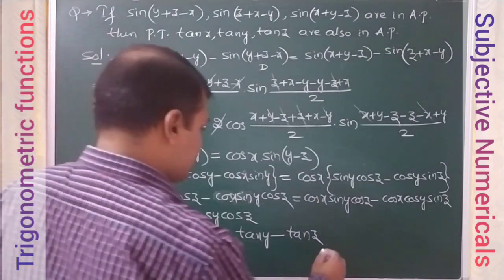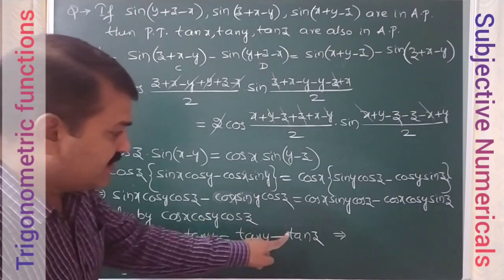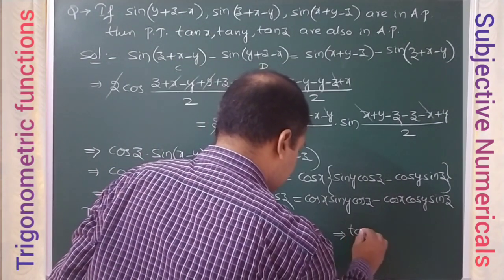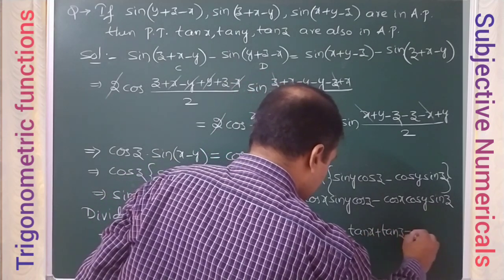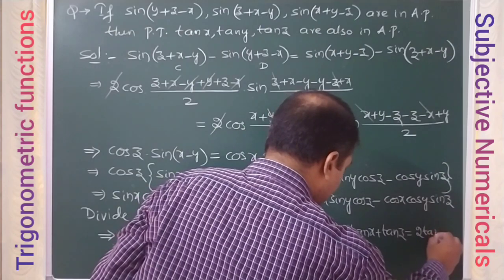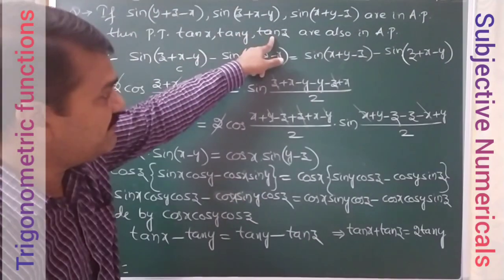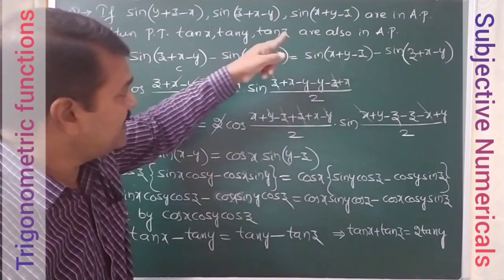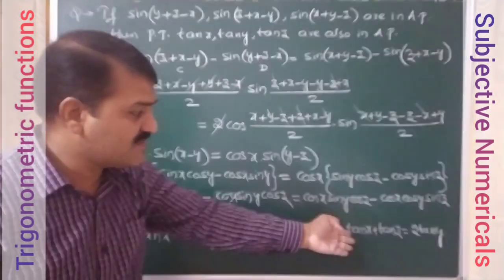Now see carefully: minus tan y take to this side, minus tan z take to this side. What will you get then? Tan x plus tan z is equal to 2 tan y. Now is this the condition for these three to be in AP? Tan x, tan y, tan z are in AP means the condition is 2 tan y is equal to tan x plus tan z. That is what we got.